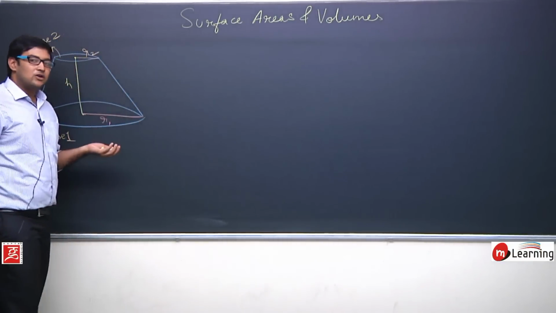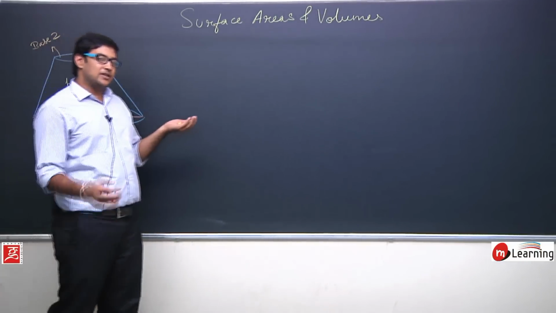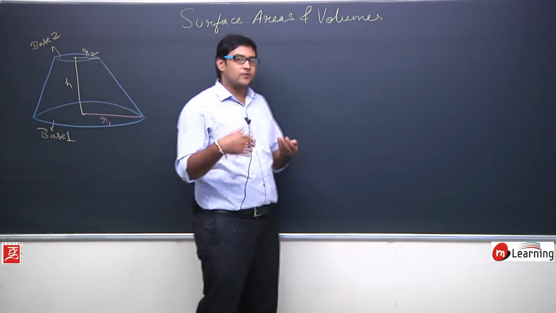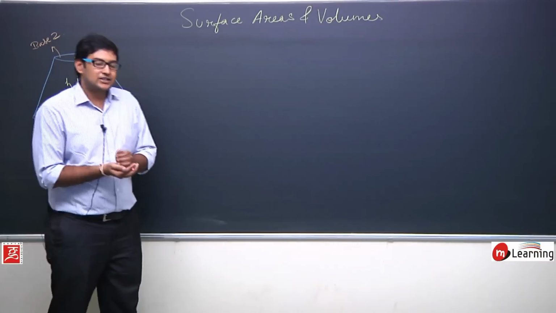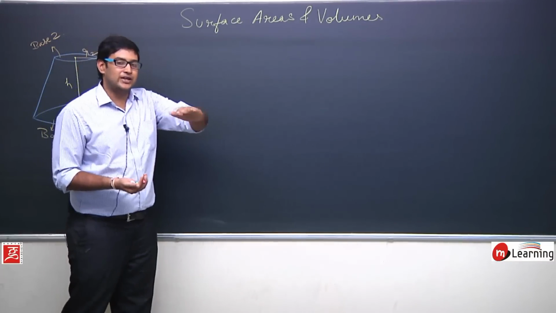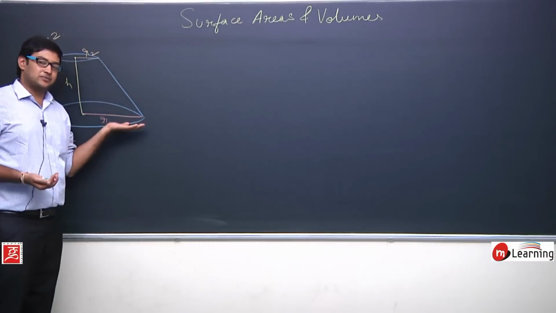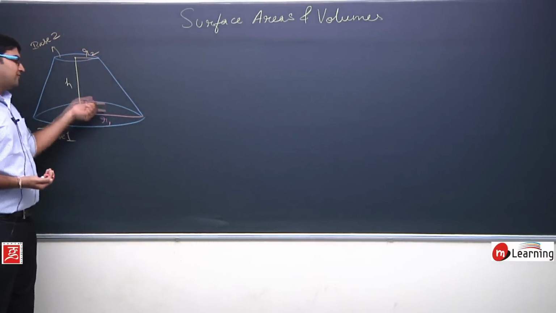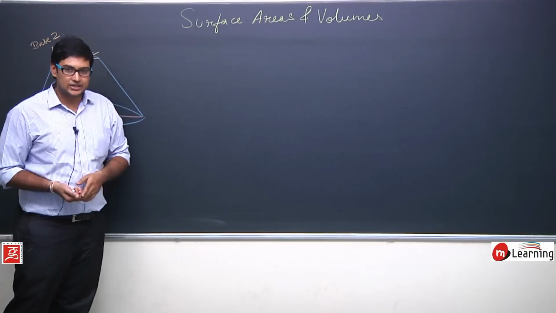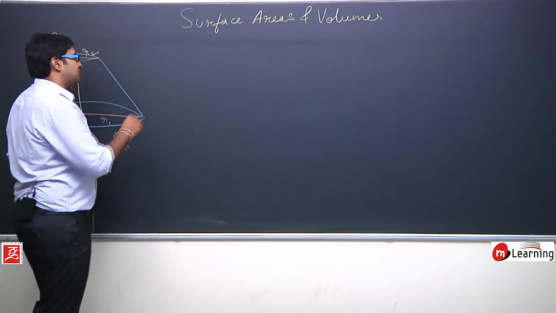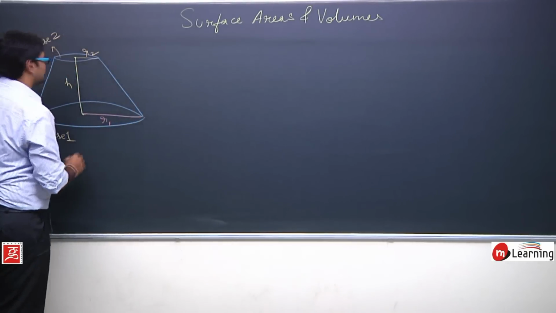Now we have also discussed that this frustum is a part of a cone, which is formed by cutting the cone into two parts such that the plane that cuts the cone is parallel to the base, and that's why the two faces of this frustum are parallel to each other. And we have derived the formula for the volume of the frustum.